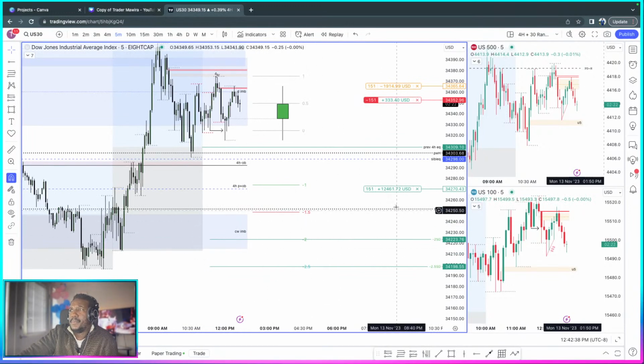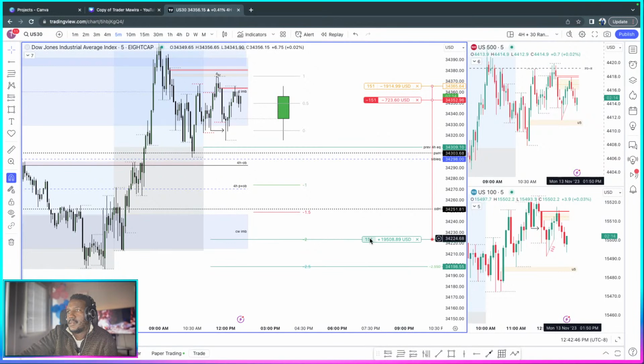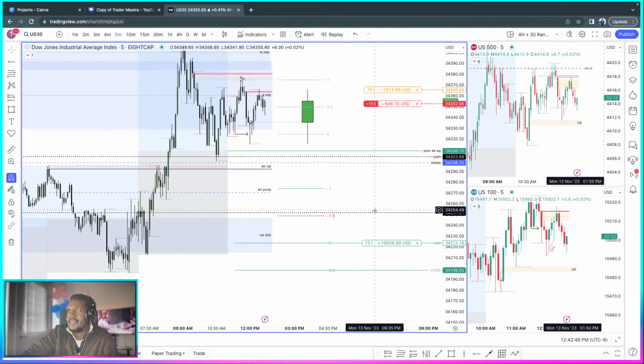So this would be like the typical area to take the final TP, right there. That would be like, wow, 19,000. That's a lot. That's like a 7% increase.